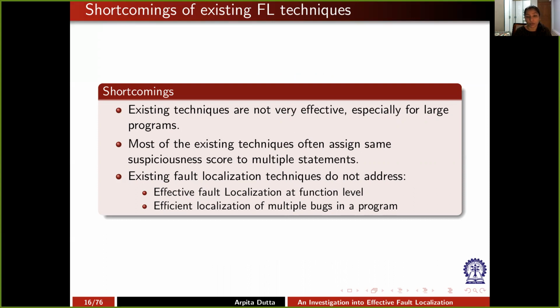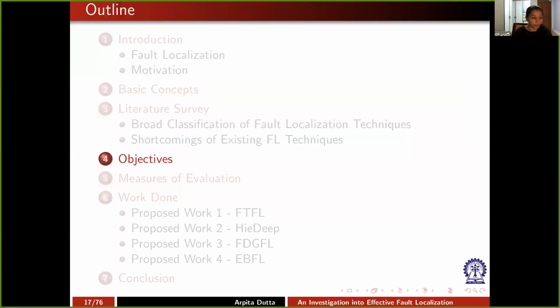those techniques are not too effective, especially for large size programs, and most of the existing techniques assign the same suspiciousness score to multiple statements, which leads to the problem of ties and reduces the effectiveness of the technique. And also, the existing techniques do not address effective fault localization at function level, and the localization techniques are especially not efficient for multiple bug programs. So, in order to solve these problems, we have defined our objectives like this.